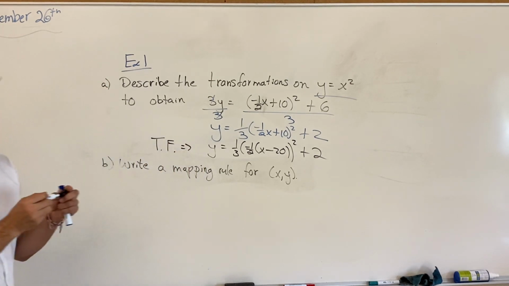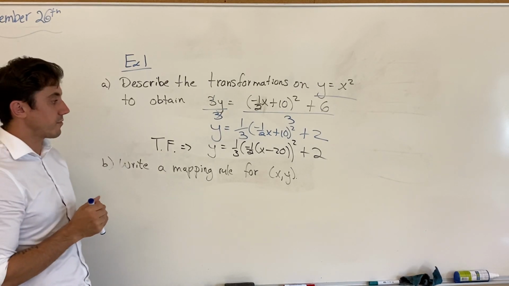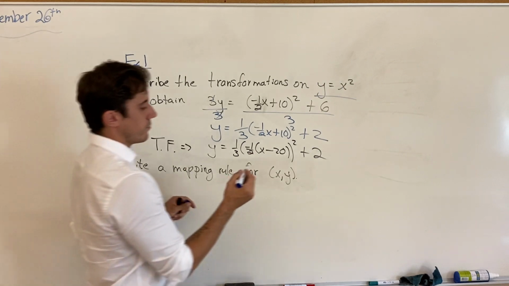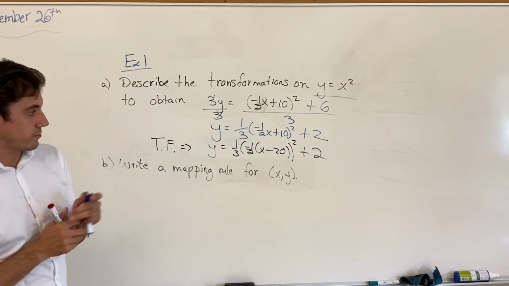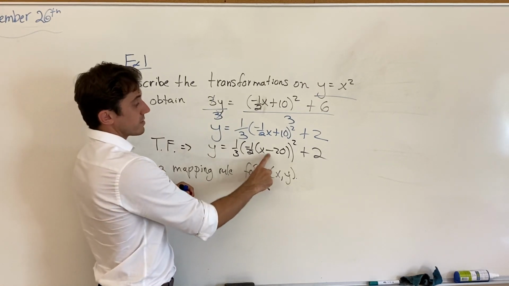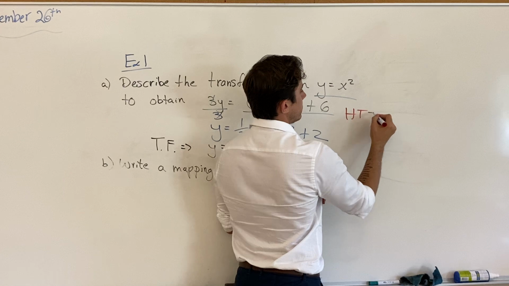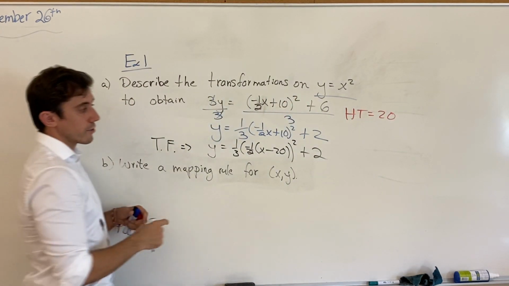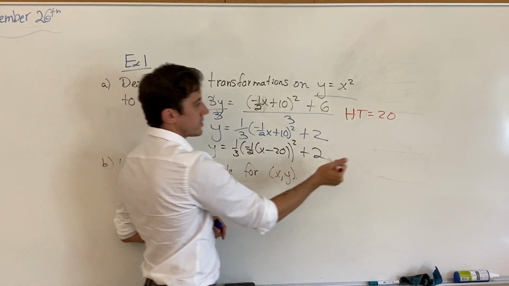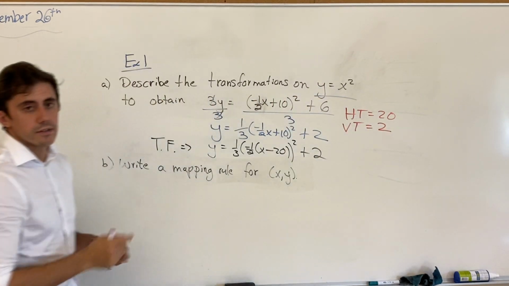Okay, so we can easily read off our 4 transformations and potentially reflections. So let's start off with, let's use a different color. Is there a horizontal translation? Certainly, x minus 20 tells us that we have a horizontal translation of 20. Okay. Next up, we have a vertical translation, plus 2 at the end, and so our VT is positive 2.